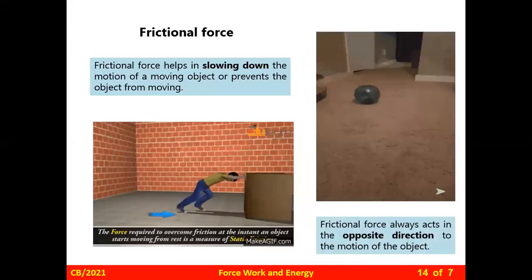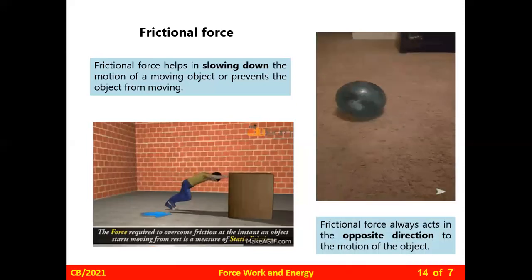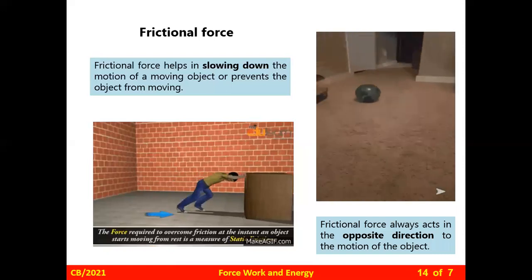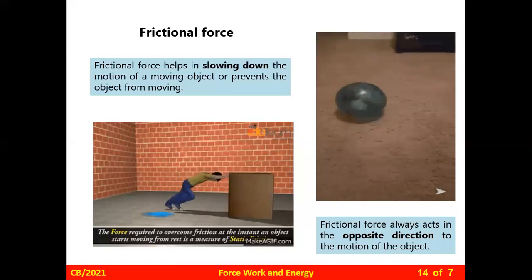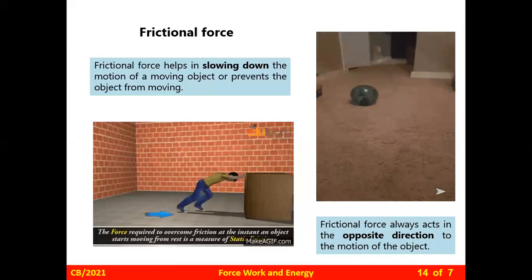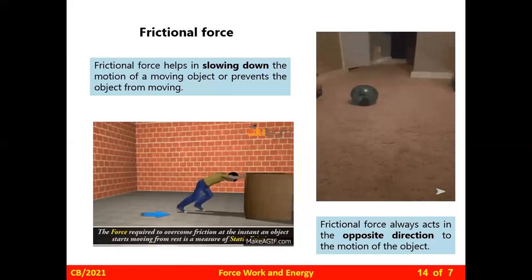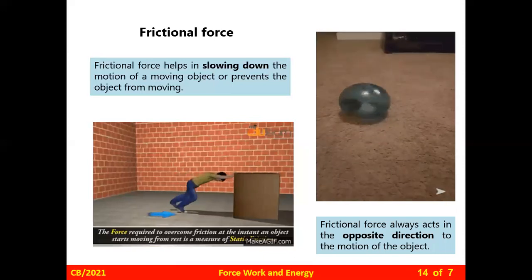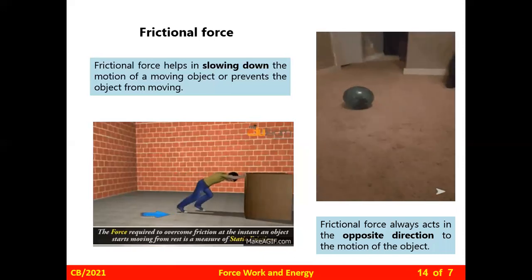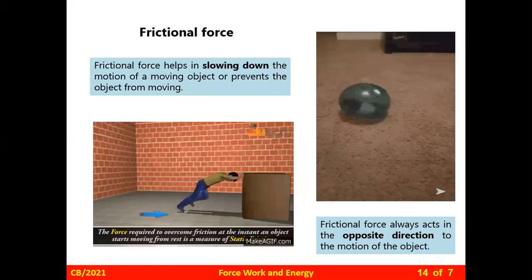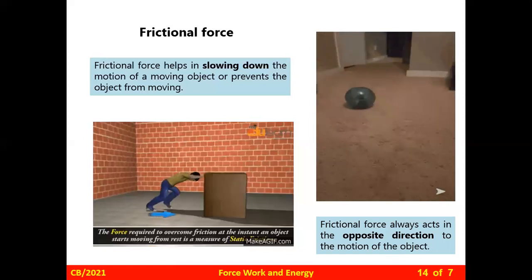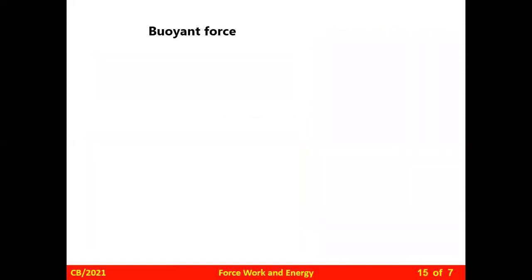Another example here would be rolling of a ball. Now you must have observed that when a ball is rolled across the floor, after some time it starts to slow down and eventually stops. That is because of the frictional force acting on it. Now, frictional force always acts in the opposite direction of the movement of the object. That is how frictional force works.